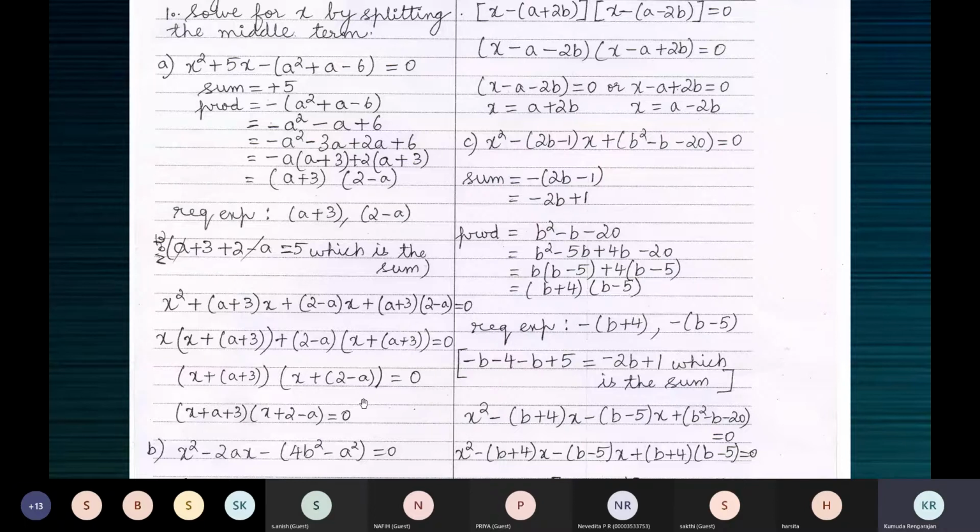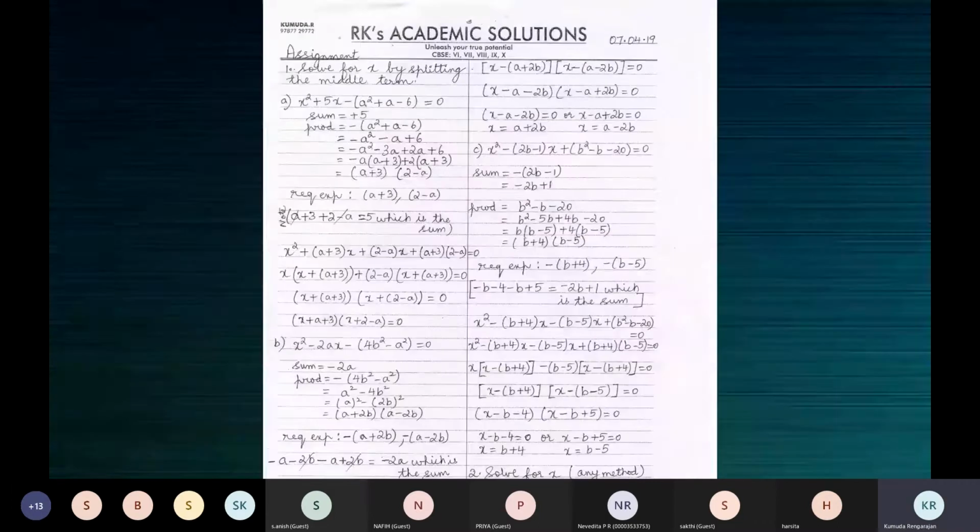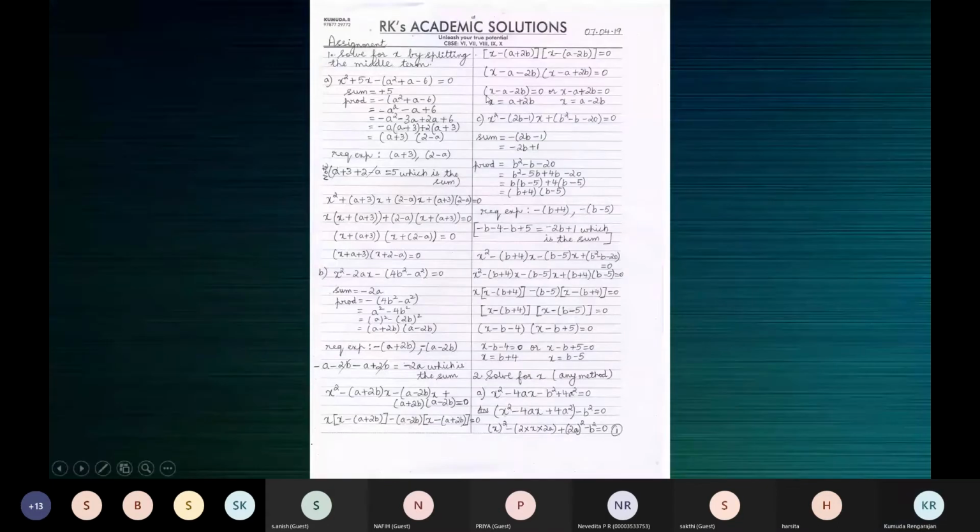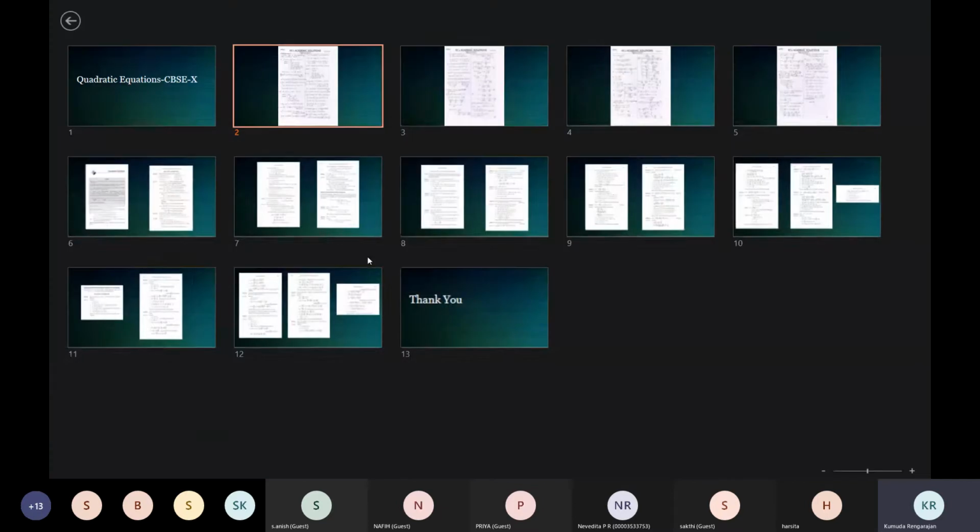Now you're solving for x, not for a, because our prime variable is x, not a. We're solving for x. So we get x plus a plus 3 into x plus 2 minus a is equal to 0. Why I haven't solved it? I forgot to write that step. Let me check. Oh, I've forgotten to write it. Okay.